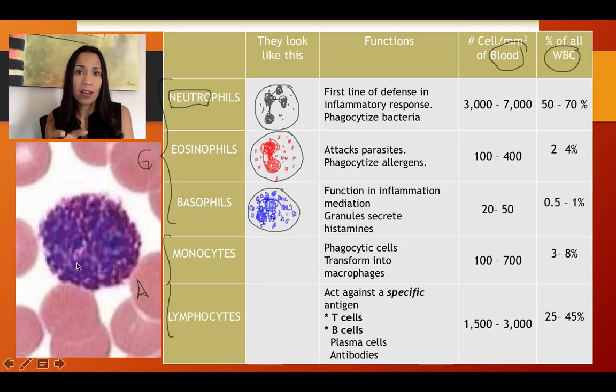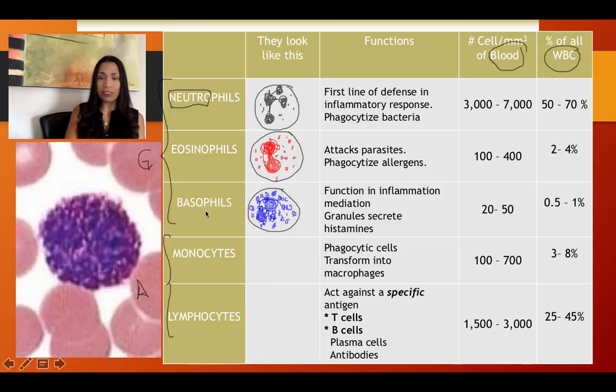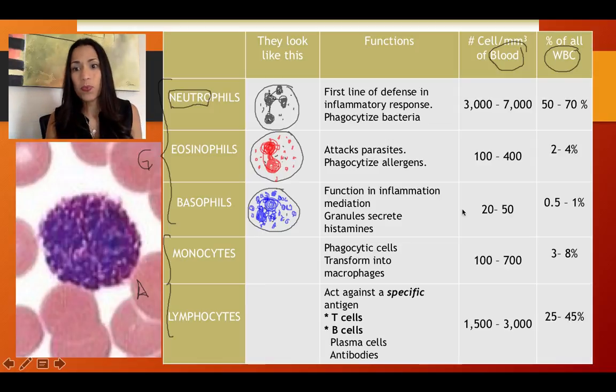Remember, never let monkeys eat bananas. This is the least common type of white blood cell in circulation. They account for only 0.5 to 1% of all the white blood cells. 20 to 50 flowing in there, so it's really hard to find unless we have an inflammatory process, because that's when they get activated and they're producing an increased amount.